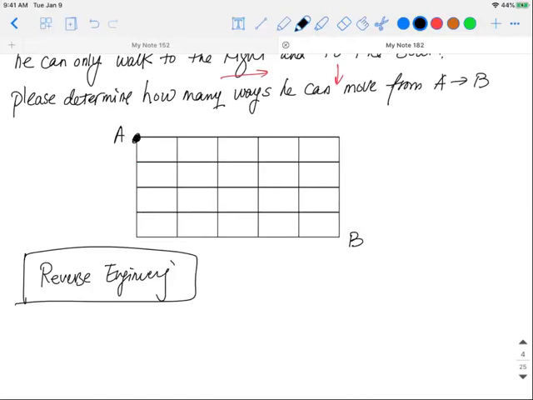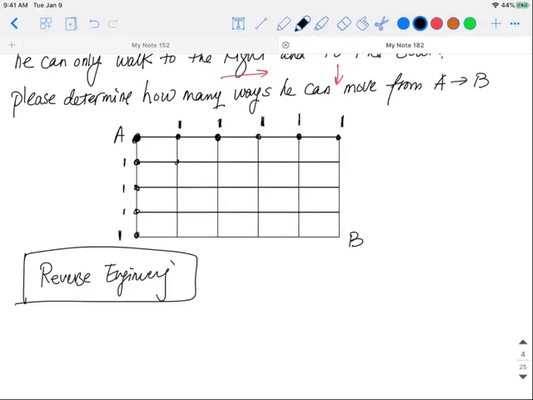For Peter to go to this point, there is only one way: he just moves to the right. Same thing for this point. He can only move straight, so there is only one way. Same here, one way to get to this point, one way to get to this point. There is no way around; you just move straight ahead. The same applies if Peter walks in this direction, also only one. Any point on the edge of this rectangle has only one way for Peter to walk.